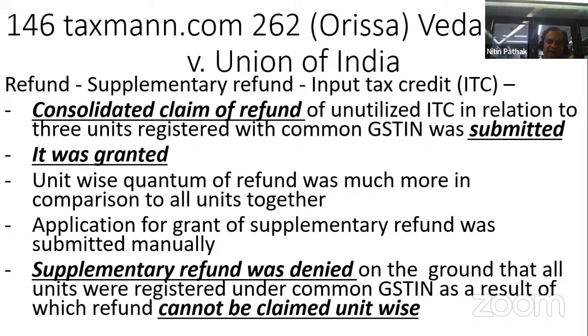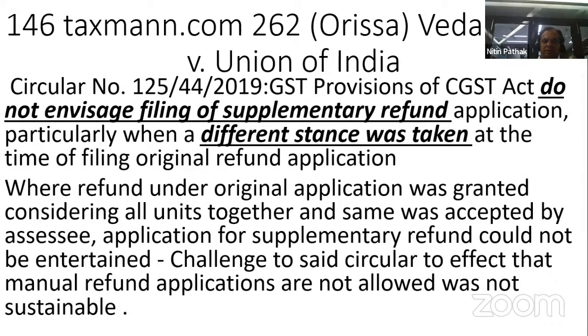Application for grant of supplementary refund was submitted manually. Supplementary refund was rejected on the ground that all the units were registered under a common GST number, as a result of which refund cannot be claimed unit-wise. Circular number 124/44/2019 was referred. It does not envisage filing of supplementary refund application, particularly when a different stance was taken at the time of filing the original refund. Once you file the original refund and it has been granted, you cannot change the stand from consolidated to unit-wise.